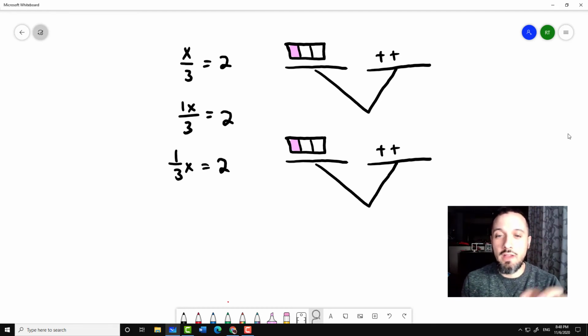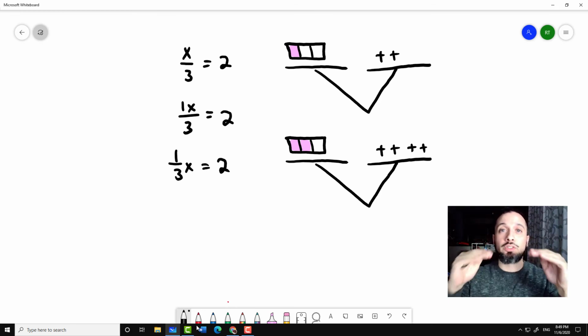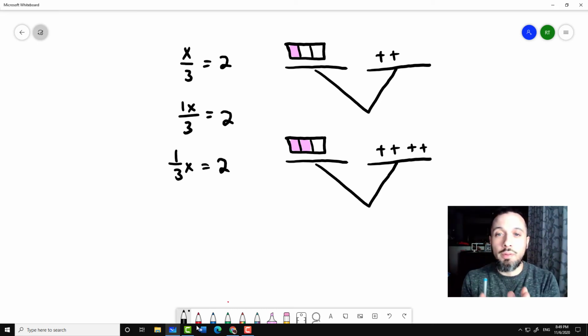So check this out. We have the shaded part. 1 out of 3 is shaded. That's what we mean by 1/3 of the whole amount. And I know that the one part we have shaded balances with 2. So if I were to shade one more section, then I would have to add 2 more positives on the other side, because we already knew originally 1 out of those 3 pieces balances with 2 positives. Therefore, for every one part, 1 out of those 3 is going to keep balancing with 2.